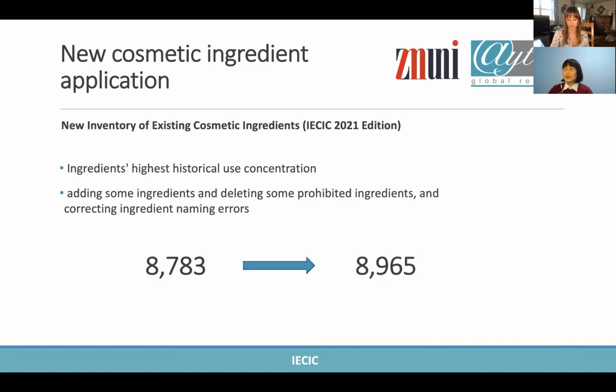One good thing is the total number of existing cosmetic ingredients in IECSC 2021 has increased from the original 8,783 to 8,965, which means you probably have a little bit more freedom in using those ingredients as well. But for ingredients beyond those, you need to do all this process.